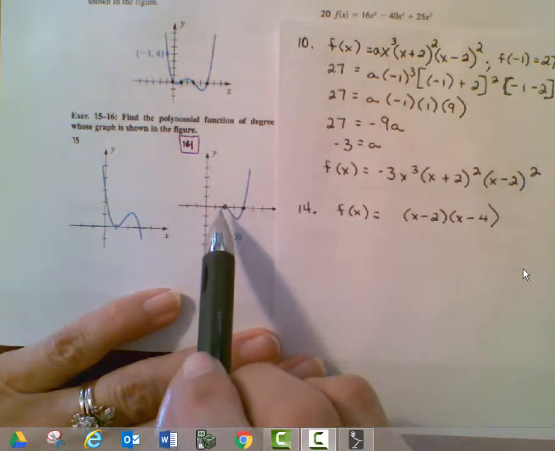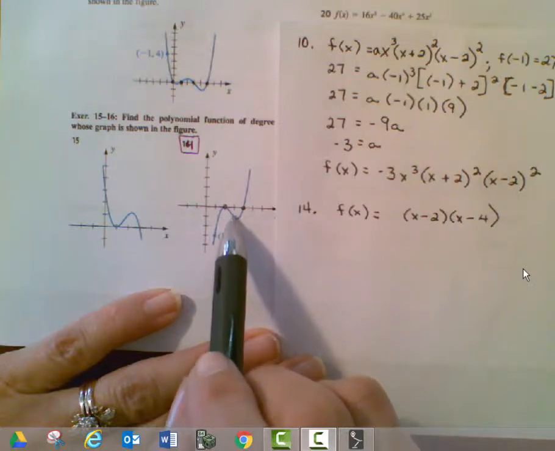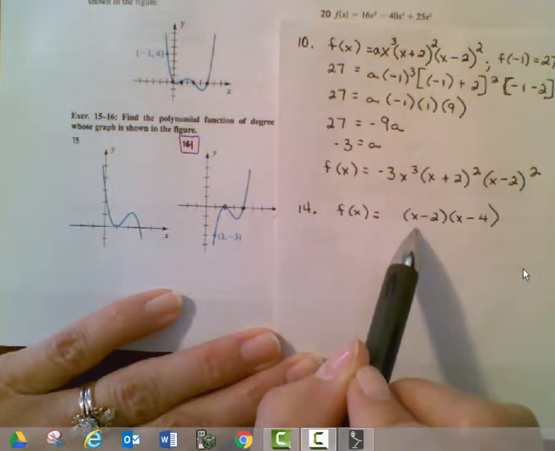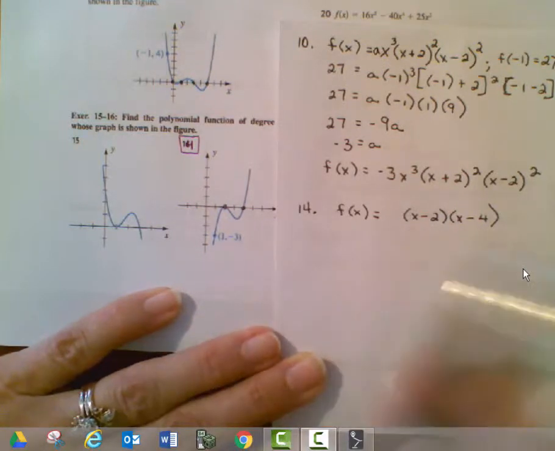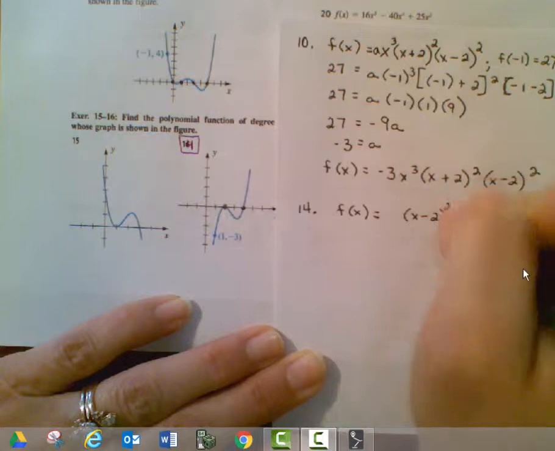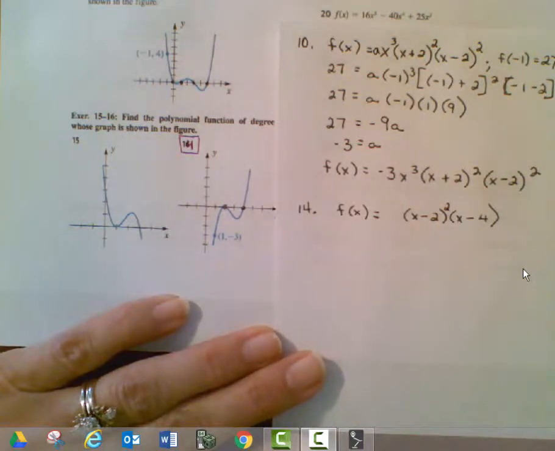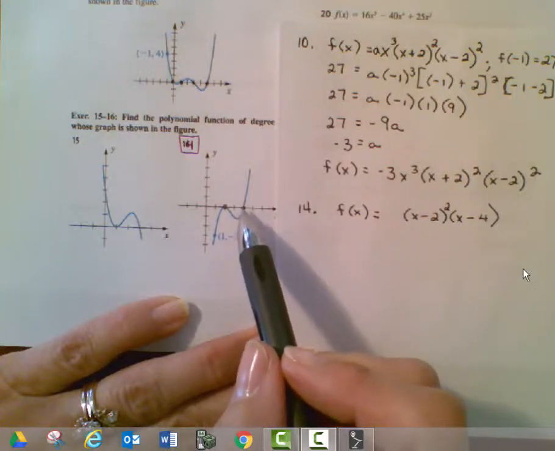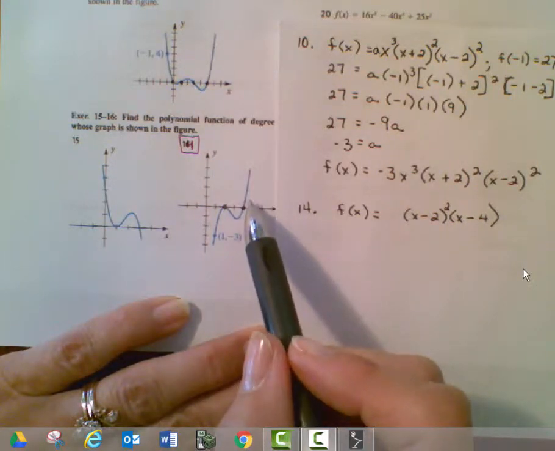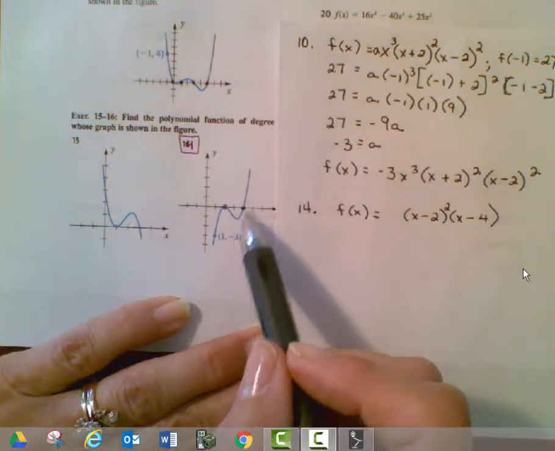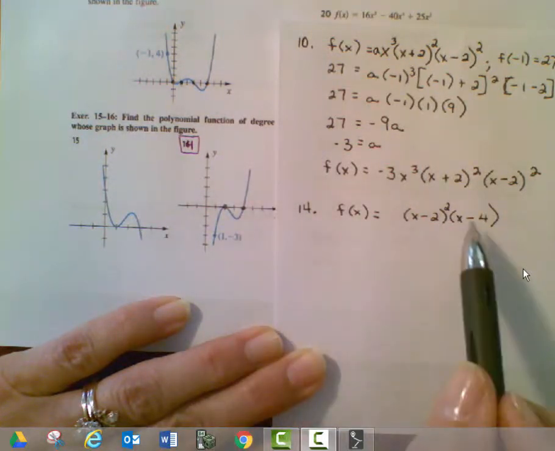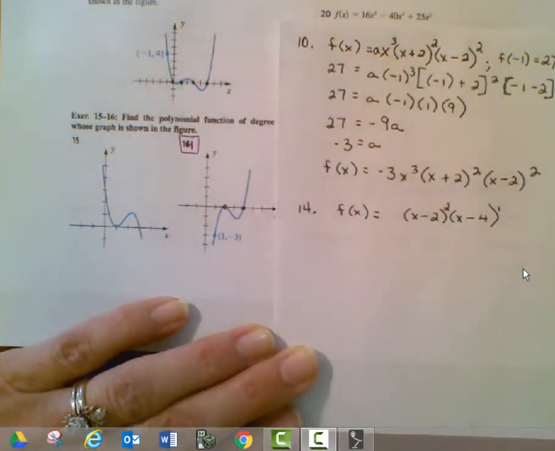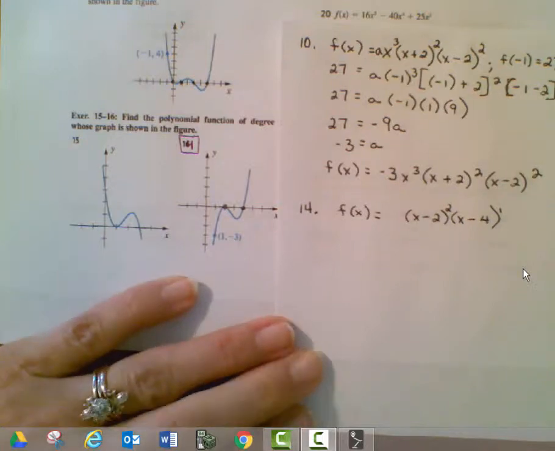At the x-intercept 2, the graph does a U-turn. That means the factor x minus 2 has to have even multiplicity. That means its exponent needs to be 2. The x-intercept 4, at that point the graph crosses the x-axis. That tells me that at 4 the function had odd multiplicity, and so its exponent is 1. And now I have a third degree polynomial.